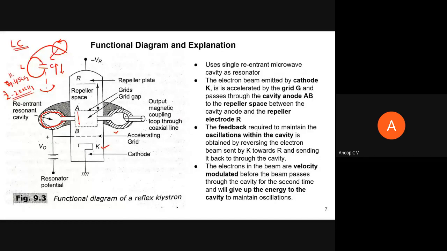So like any oscillator, right? Any oscillator needs positive feedback, right? Positive feedback. So how will any oscillator work?